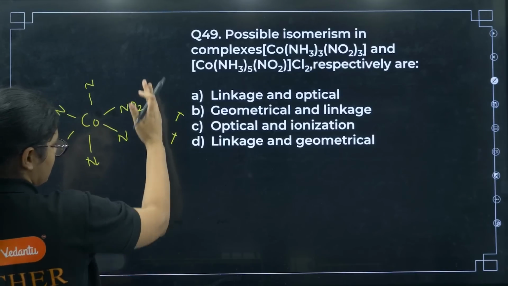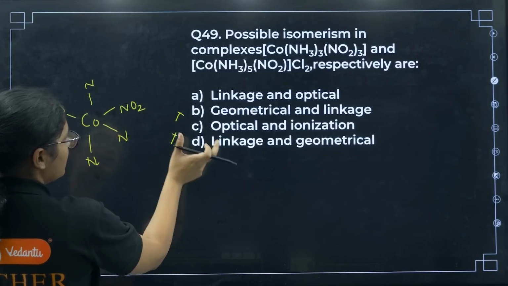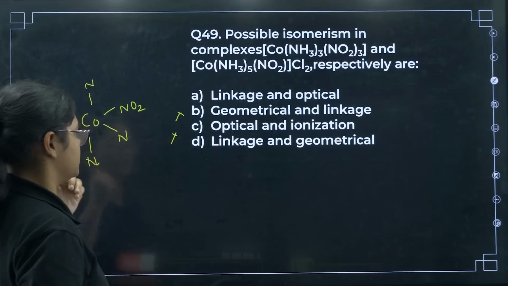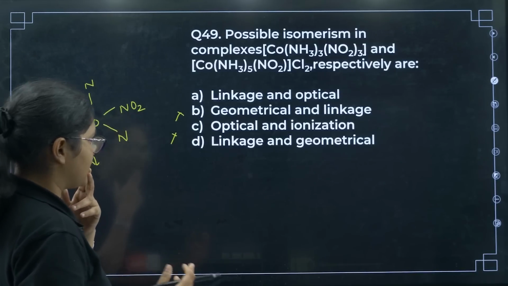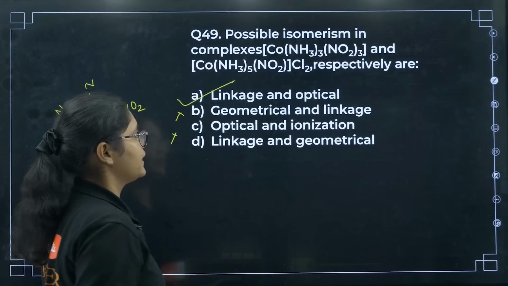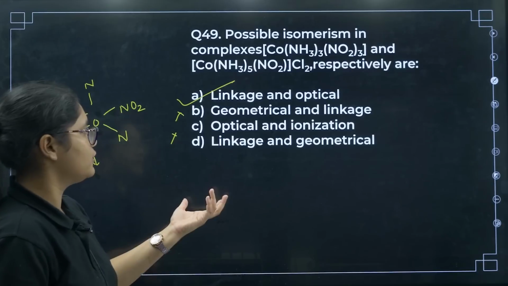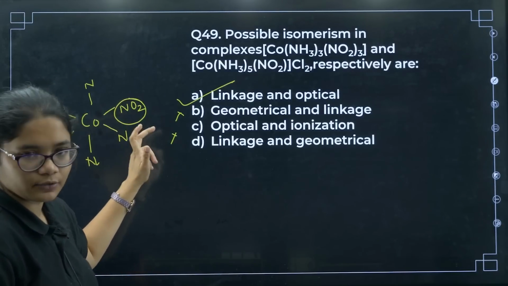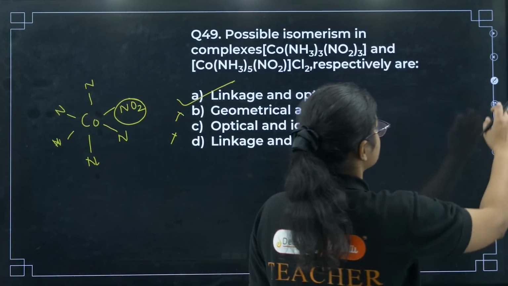So if I draw the mirror image, it will not be superimposing, right? So yes, we can have optical isomerism here, linkage and optical. Okay, why not geometrical? Because you cannot have cis and trans here because there is only one different group, it cannot have cis and trans form.